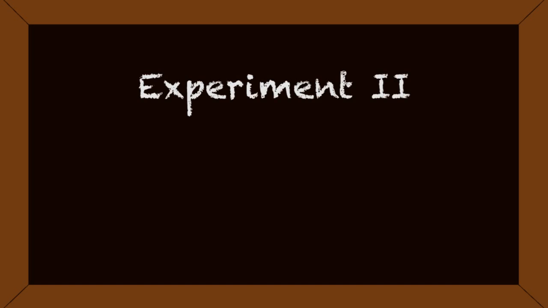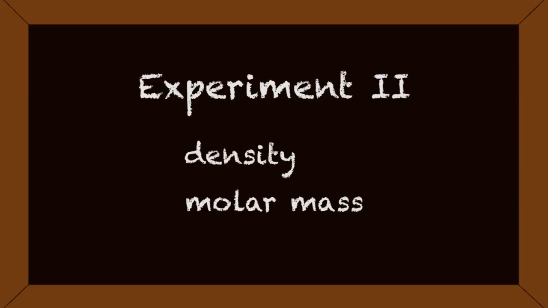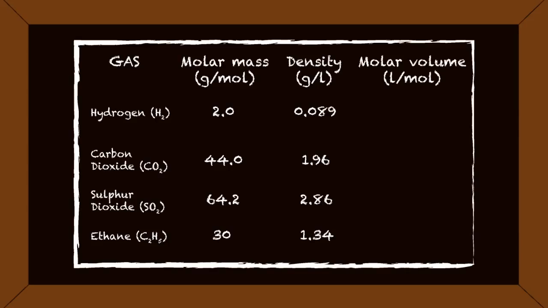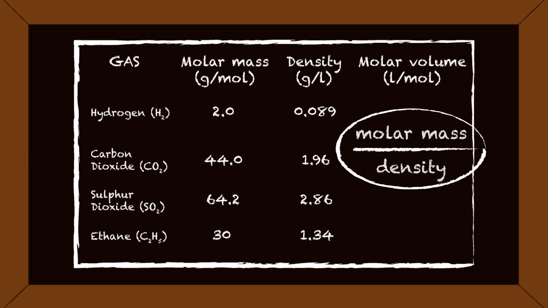The second way you can calculate an experimental molar gas volume is from density and molar mass data. The densities were measured at standard temperature and pressure and are quoted in grams per litre. There are some examples here. In order to calculate the molar gas volume using this data, you have to divide the molar mass by its density. Pause the video and do this for each example. When completed, restart the video and check your answers against those in the table.